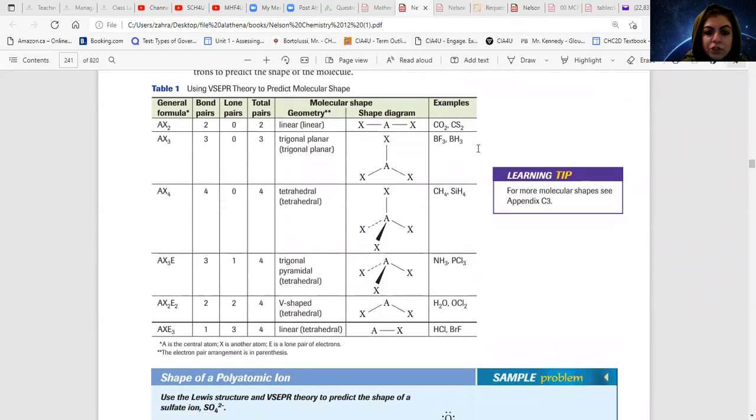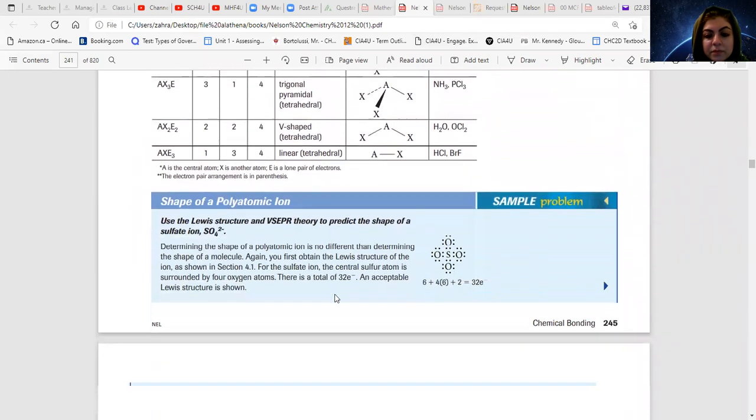So here are more shapes. CO2, again, it's going to be linear. If you just draw BF3, BH3, it's trigonal planar. You can try that. CH4, we did talk about. SiH4 is the same. NH3, PCl3 is the same. You have a lone pair here. H2O and OCl2, we have 2 lone pairs of electrons, so it's bent. And here's that. So this is like a summary of that.